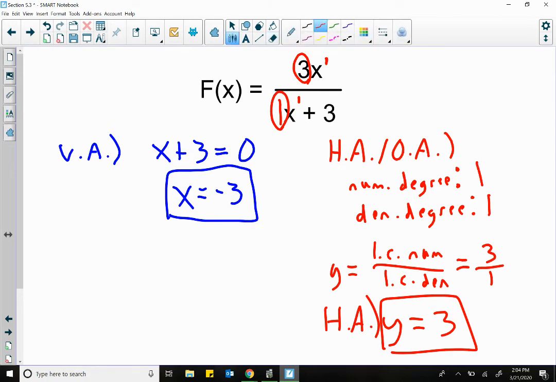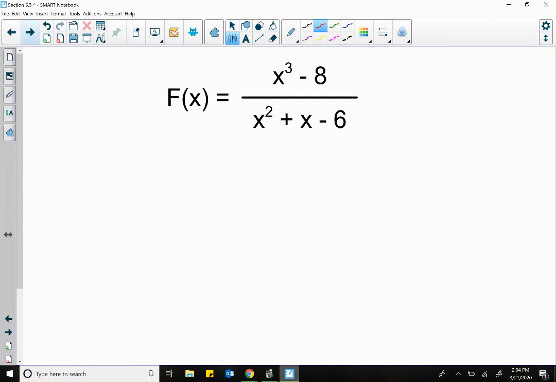All right? So let's go over here and give this one a try. Go ahead and pause the video, find the vertical asymptote, and find the horizontal asymptote or oblique asymptote.